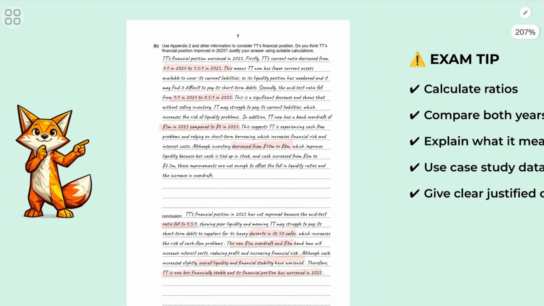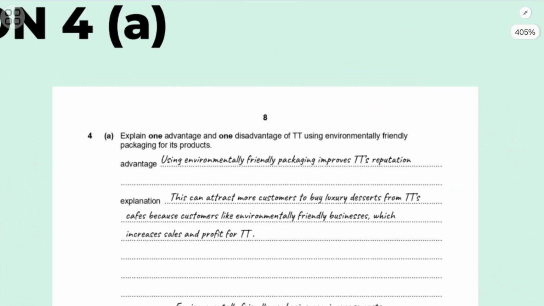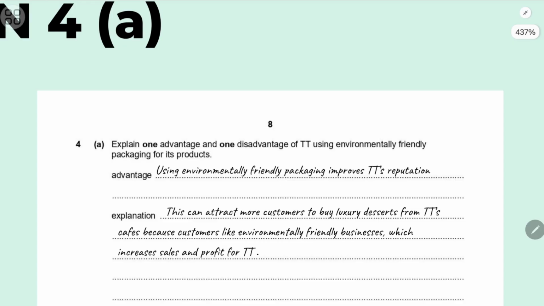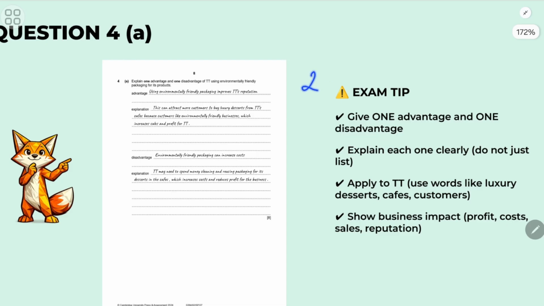Question 4a. Explain one advantage and one disadvantage of TT using environmentally friendly packaging for its products. This question is worth 8 marks. You will get 1 mark for advantage and 1 mark for disadvantage, and up to 3 extra marks for each explanation. So here's a very important rule. If you only list advantage and disadvantage, you get maximum 2 marks only. To get full marks, you must explain it, apply to TT, show business impact.